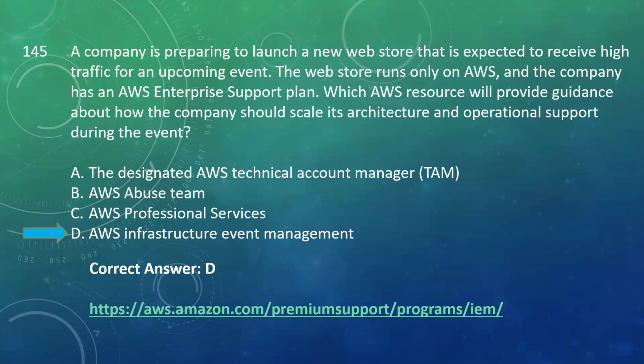They offer architectural and scaling guidance and operational support during the preparation and execution of planned events such as shopping holidays, product launches, and migrations. For these events, AWS Infrastructure Event Management will help you assess operational readiness, identify and mitigate risks, and execute your event confidently with AWS experts by your side. The program is included in the enterprise support plan and is available to business support customers for an additional fee. So you pay for the service.